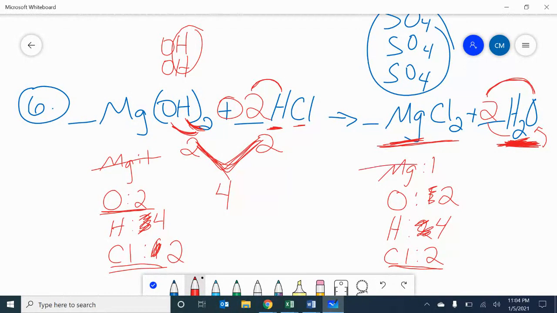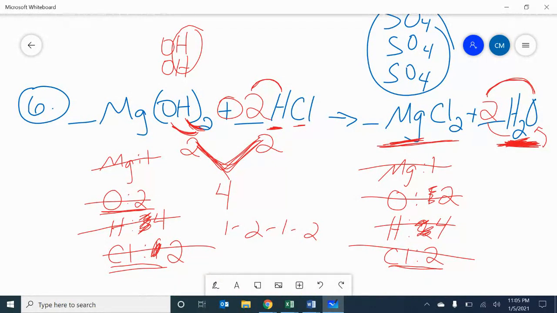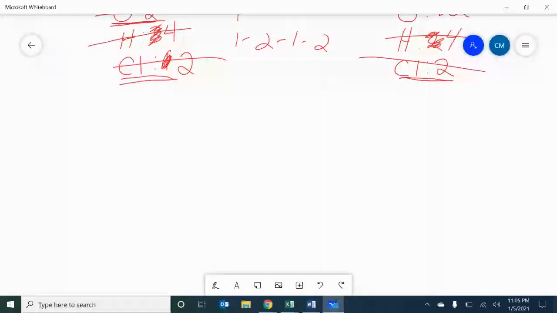1 magnesium to 1 magnesium, 2 O's, 2 O's, 4 H's to 4 H's, 2 chlorines to 2 chlorines. All right, so I've got a 1, 2, 1, 2 coefficient set up for this. And we're balanced. We started with this many, we ended with that many. It's the same number. We just made different compounds. All right, let's look at the 7th one. We're going to do 8. I just picked 7. I picked 8.